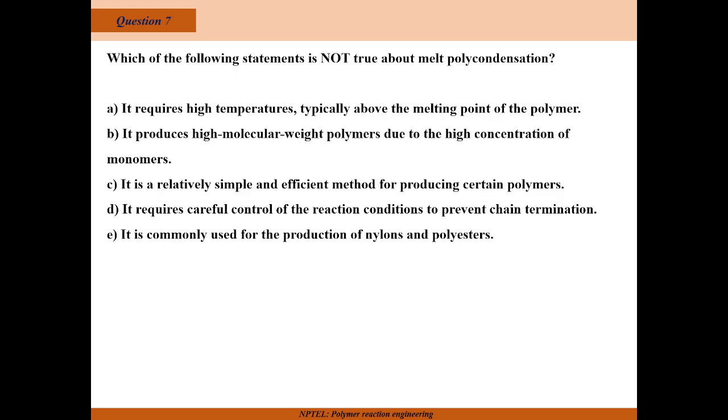Now please see this question. Which of the following statements is not true about polycondensation? It requires high temperatures, typically above the melting point of the polymer. It produces high molecular weight polymer due to high concentration of the monomers. It is a relatively simple and efficient method for producing certain types of polymers. It requires careful control of the reaction conditions to prevent chain termination. It is commonly used in the production of nylons and polyesters.